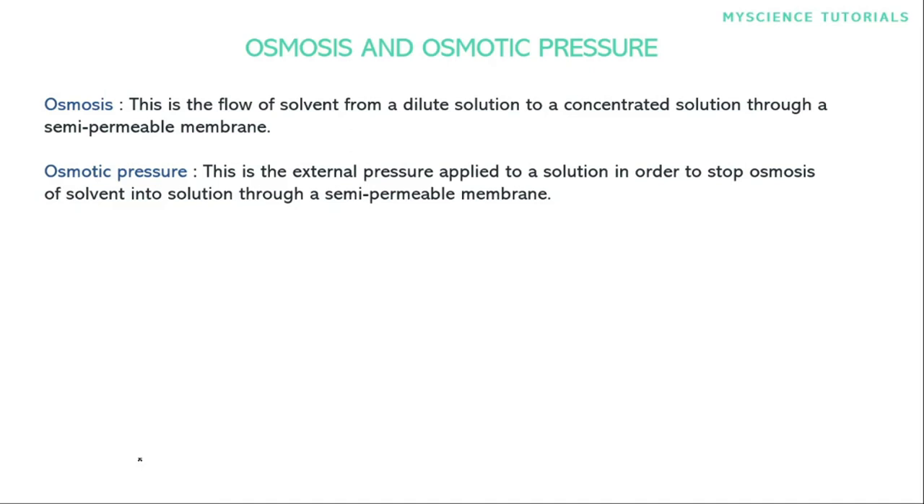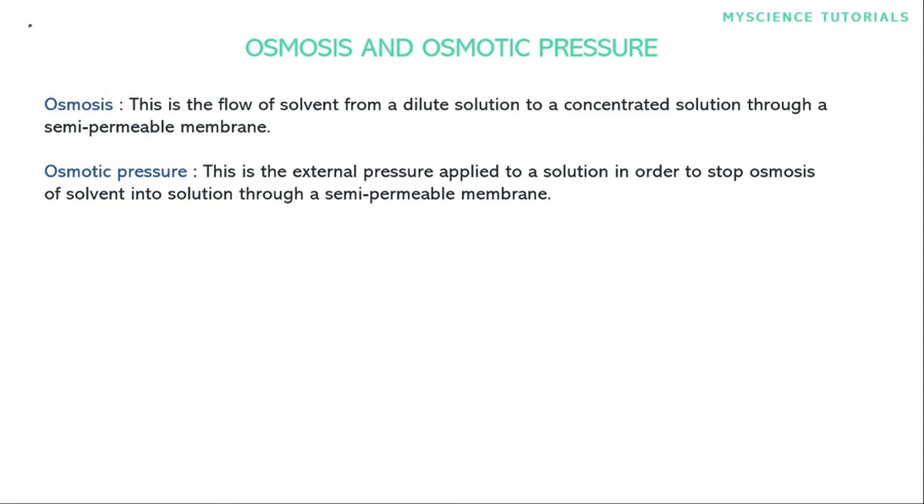Now, osmotic pressure is the external force or the external pressure applied to a solution in order to stop osmosis of the solvent into the solution through the semi-permeable membrane. So what osmotic pressure does is it prevents osmosis from occurring, and this is an example of a colligative property, and we would like to look at what it is.